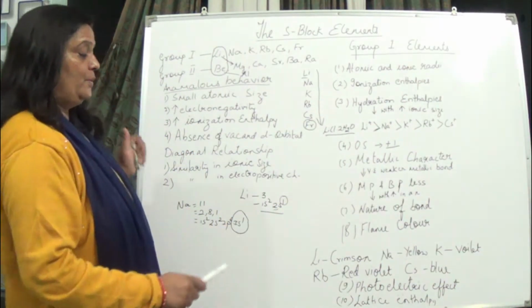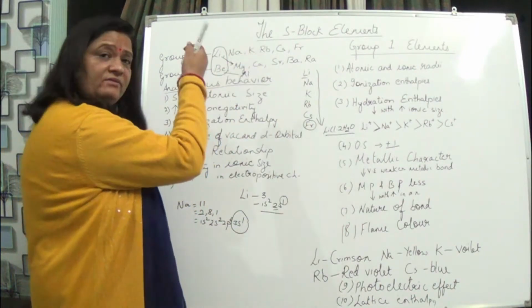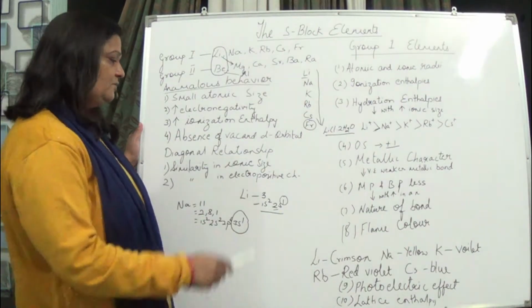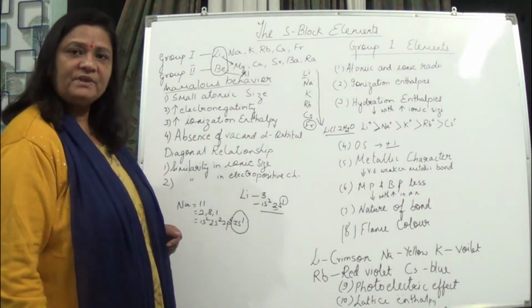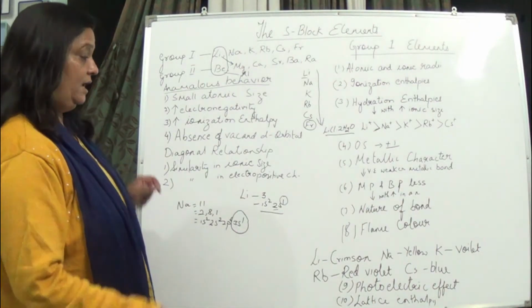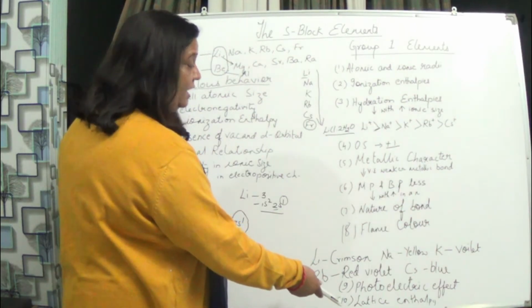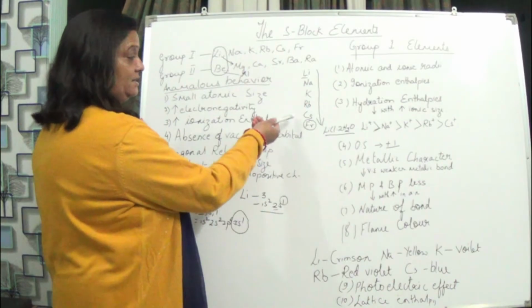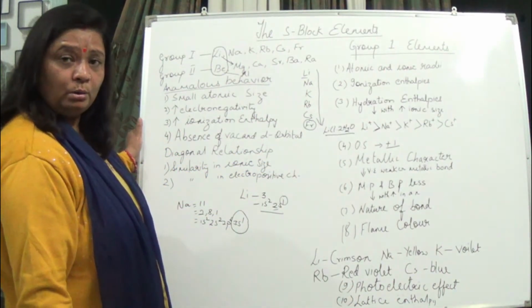Okay, now coming to the photoelectric effect. Yes, they have only one valence electron. They can be used as the metal sheet in the photoelectric effect to eject electrons easily, isn't it? So here they are used in the photoelectric effect. And the most appropriate metal will be what? Cesium, because its ionization enthalpy is very low, isn't it?